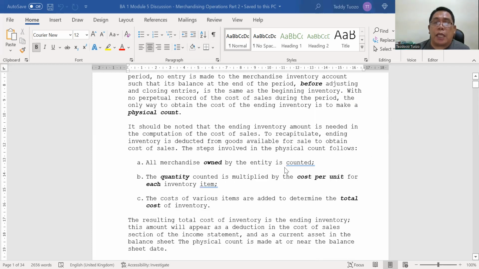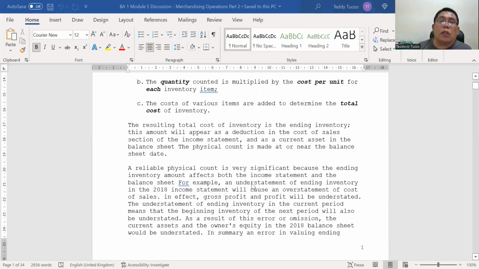The steps involved in the physical count follow. All merchandise owned by the entity is counted, and the quantity counted is multiplied by the cost per unit for each inventory. Take note, class, that it is the cost per unit, not the selling price. The cost per unit is the price or the cost of the goods or the inventory when you purchase it from the supplier. The costs of the various items are added to determine the total cost of inventory. The resulting total cost of inventory is the ending inventory already.